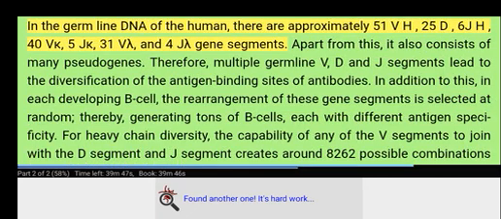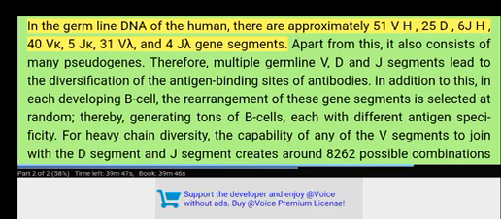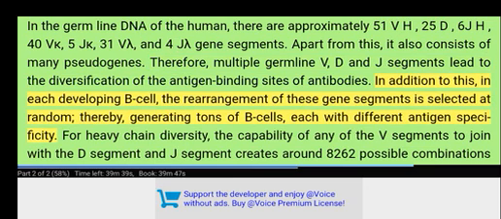In the germline DNA of the human, there are approximately 51 VH, 27 D, 6 JH, 40 V kappa, 5 J kappa, 31 V lambda, and 4 J lambda gene segments. Apart from this, it also consists of many pseudogenes. Therefore, multiple germline V, D and J segments lead to the diversification of the antigen binding sites of antibodies. In addition to this, in each developing B cell, the rearrangement of these gene segments is selected at random, thereby generating tons of B cells, each with different antigen specificity.